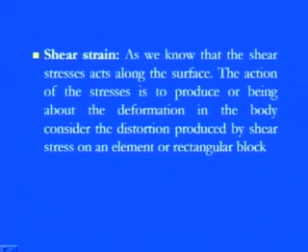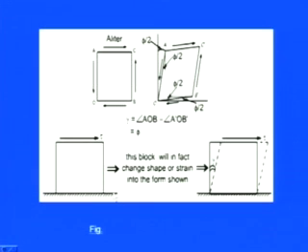Consider the distortion produced by the shear stresses on an element, or on a rectangular block. To calculate the shear strain, we need to see how the distortion occurs. If we put the block, as you can see in this figure, on a rigid base, what kind of distortions are there on the top layer? This distortion can be easily computed using the concept of shear strain.